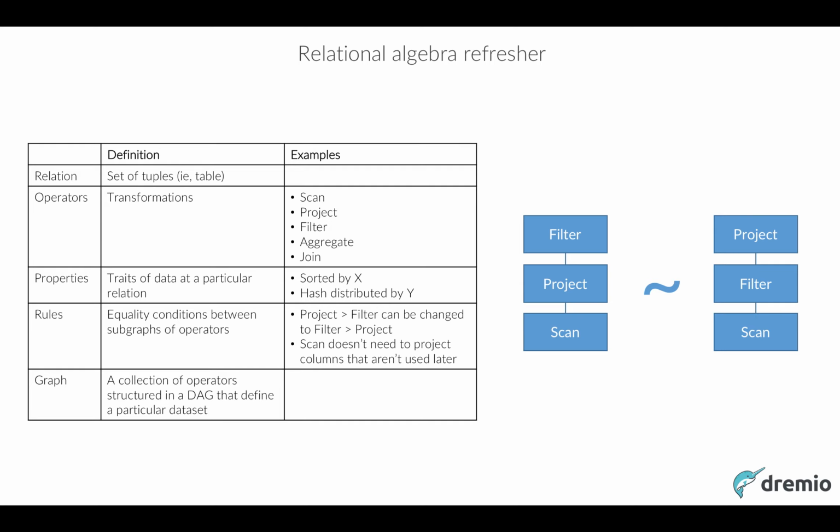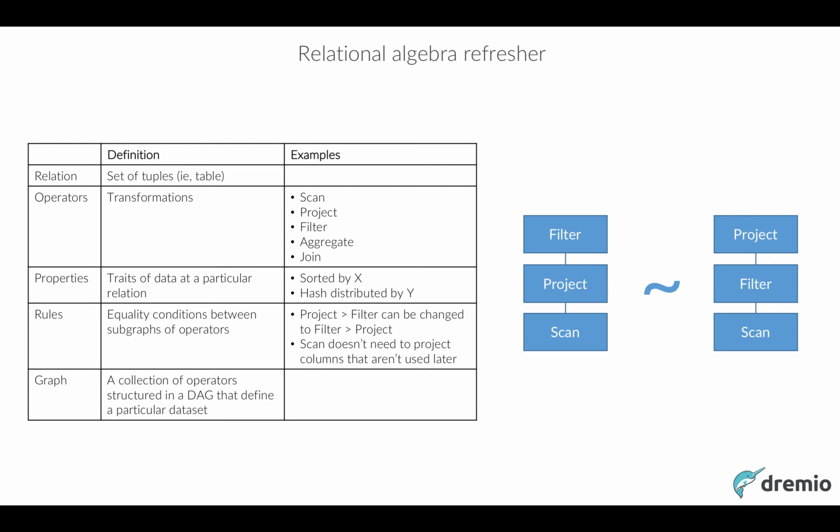We have various rules, and these rules allow us to look at different combinations of operators and say that those are equivalent. So we can have these rules that can transform, let's say, a project followed by a filter to a filter followed by a project. Those two things are equivalent, and so the rules basically define these equivalences, these equality conditions.